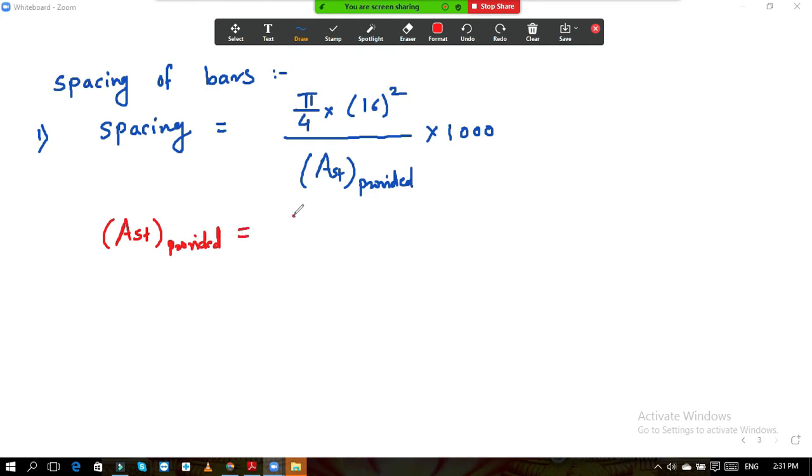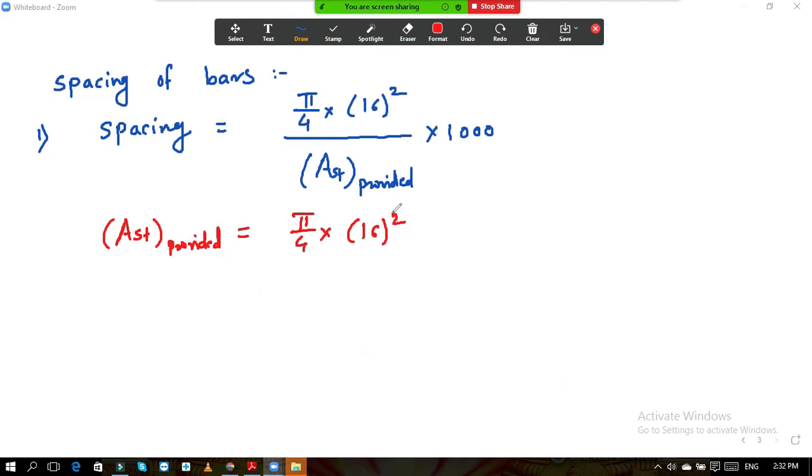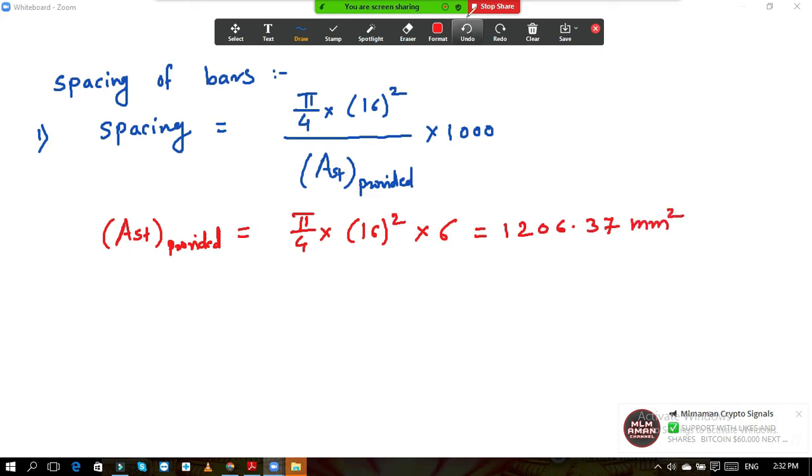AST provided is pi by 4 into 16 square. This is the area of a single bar. And how many such bars are required? 6. So multiply by 6. What is the value of AST provided? It is 1206.37 mm square. Please check the answer.